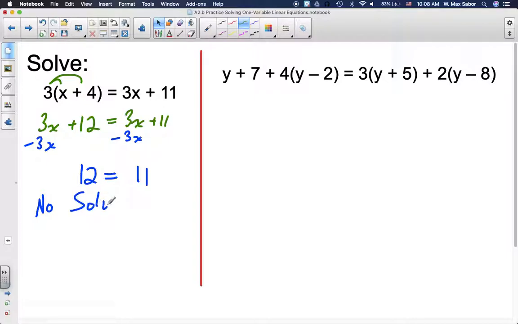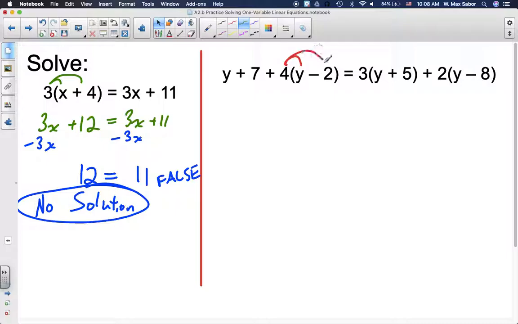No solution. If you get something that's never true, you say that it's no solution because this is a false statement. 12 is never equal to 11, so we say it's no solution. Usually we'll say x equals 7 or x equals 12, but if we get something where there's no variable and the numbers are not equal, we say it's no solution. Okay.